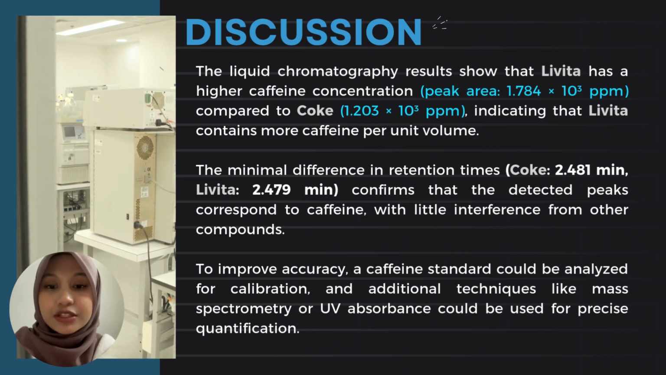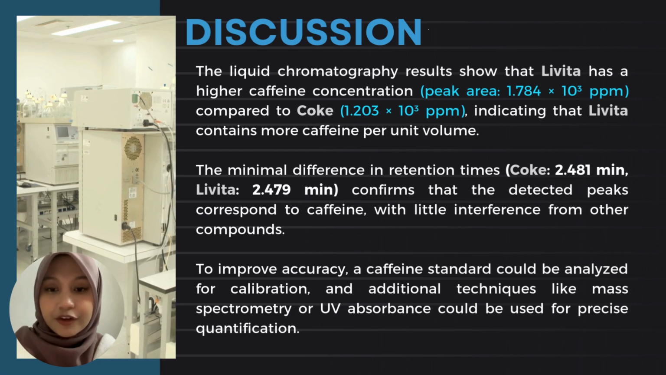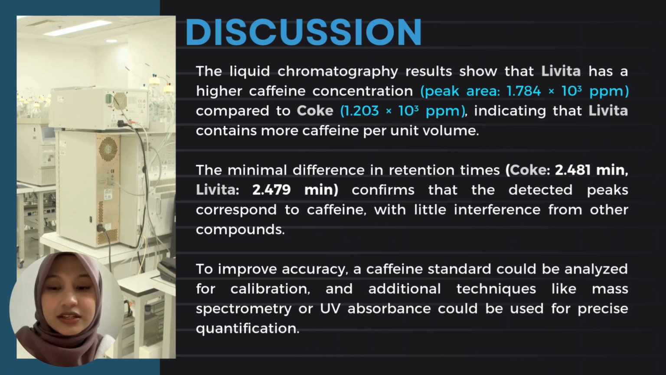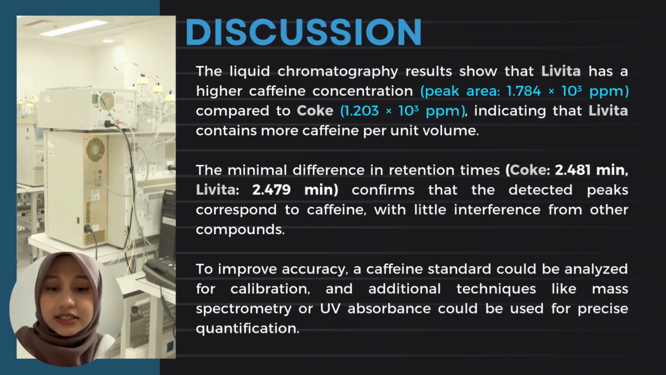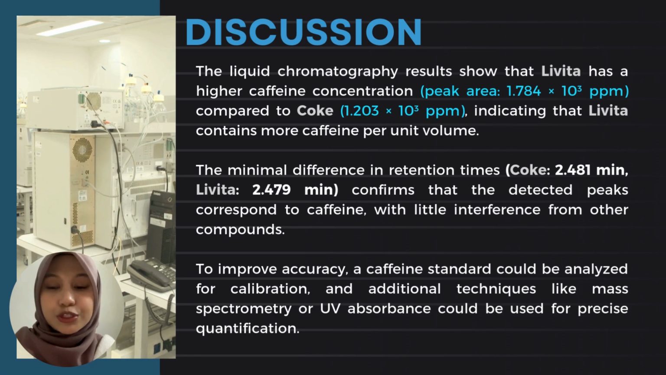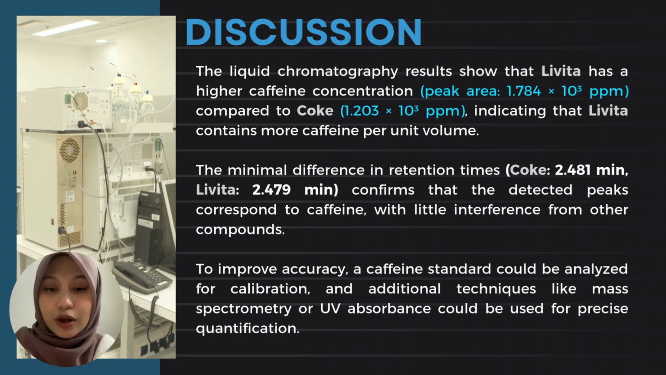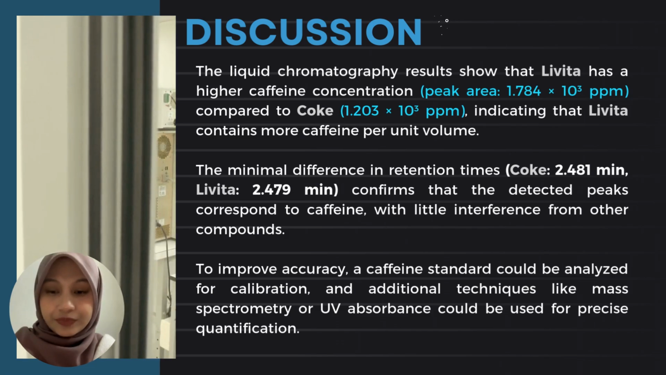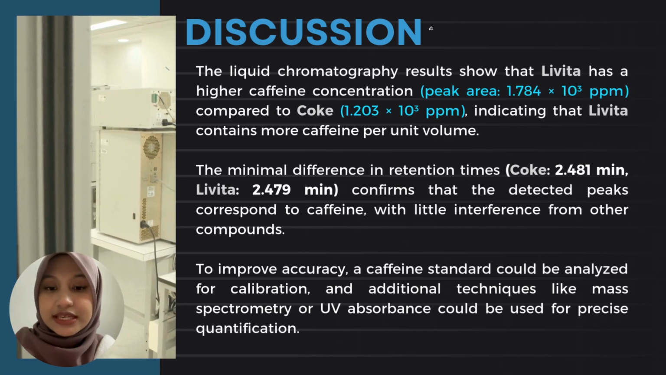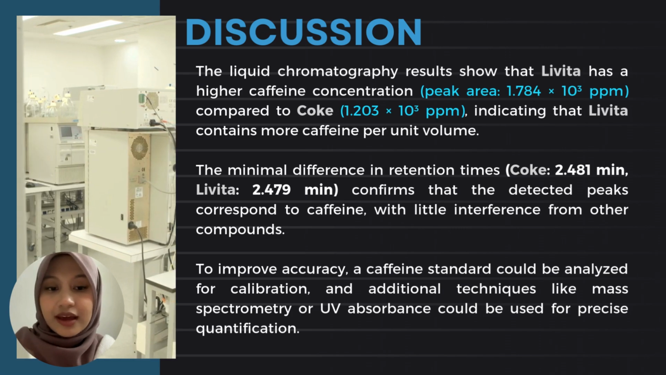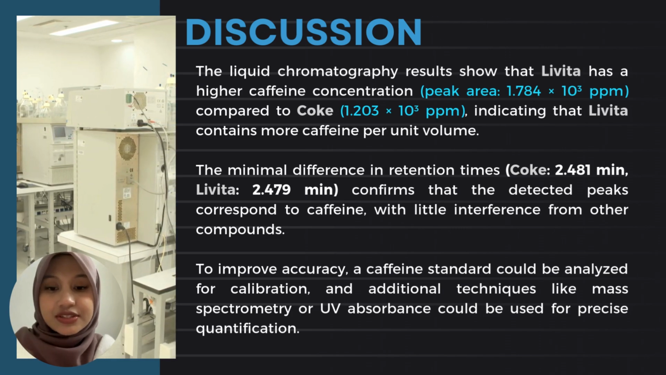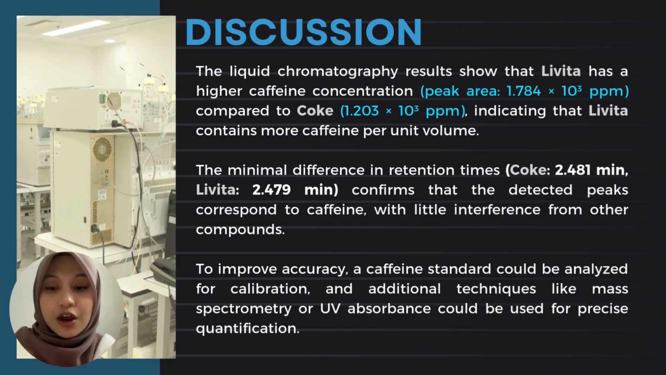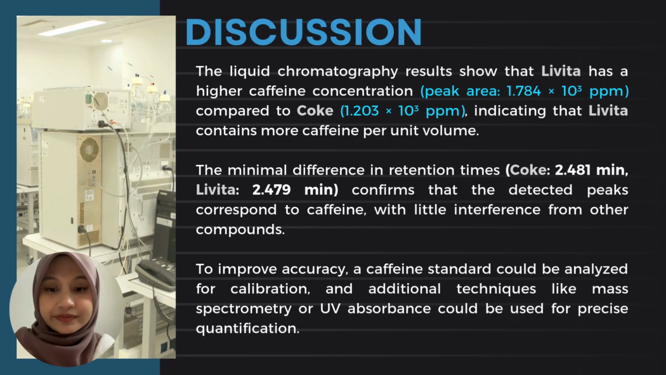Next, the minimal difference in retention times confirms that the detected peaks correspond to caffeine with little interference from other compounds. The slight variation in peak areas could be due to differences in sample composition, dilution factors, or instrumental conditions. Lastly, to improve accuracy, a caffeine standard could be analyzed for calibration, and additional techniques like mass spectrometry or UV absorbance could be used for precise quantification.